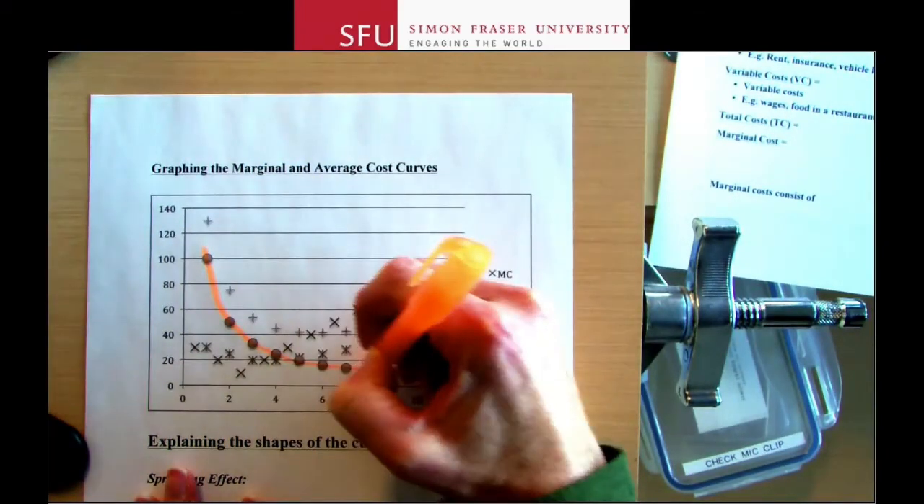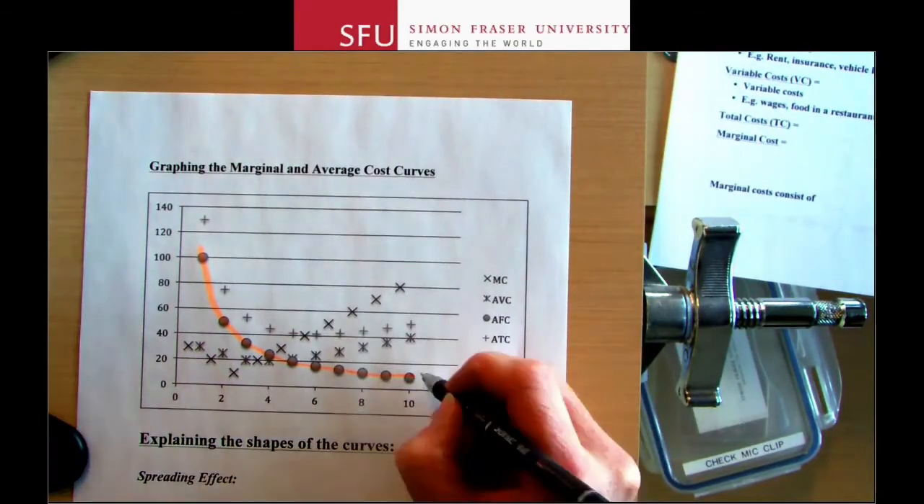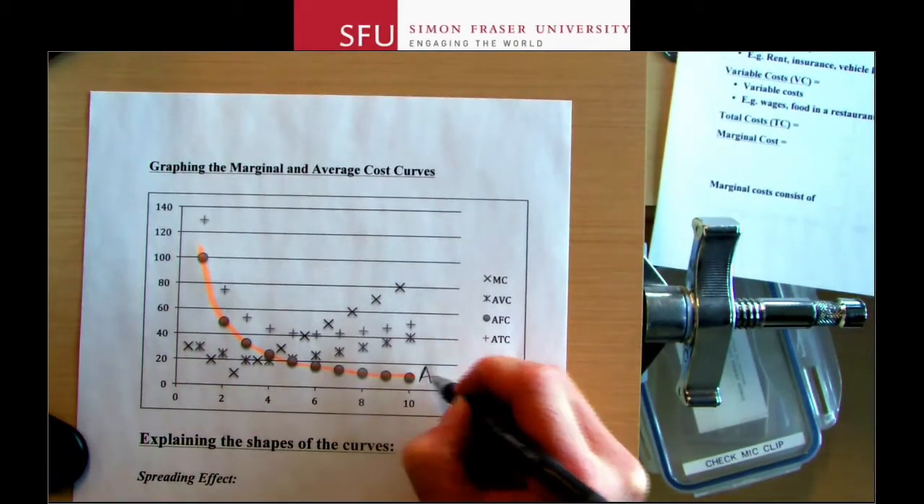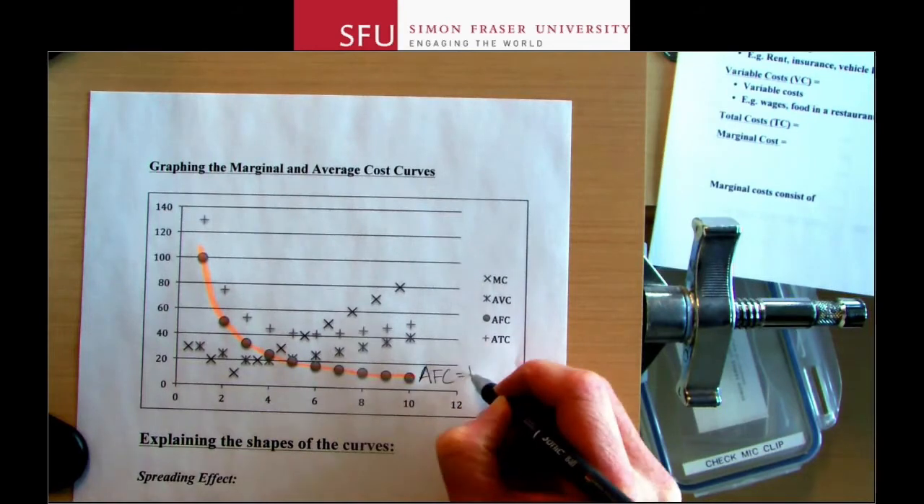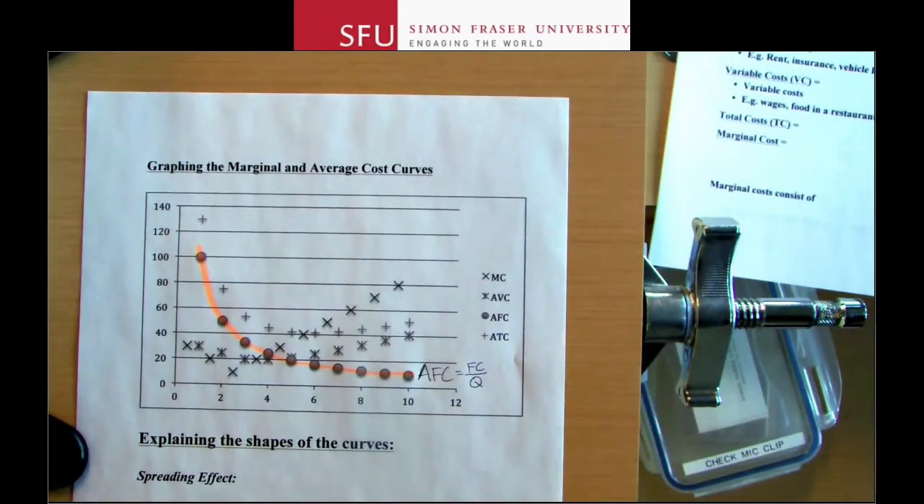So this one in the diagram was average fixed cost. As your output increases, your average fixed cost will go down because you are spreading out your fixed cost over a larger and larger quantity. So the average will go down.